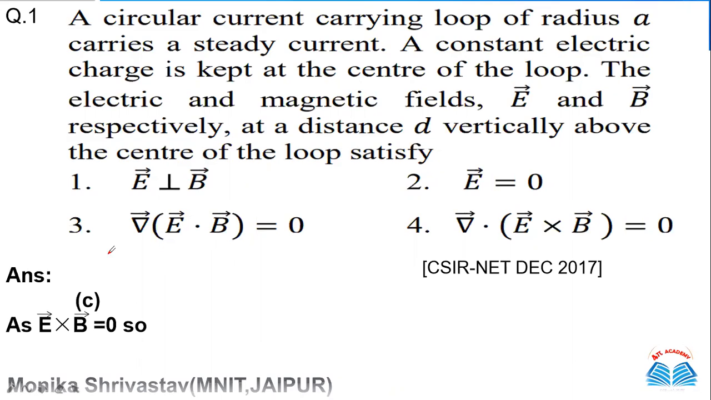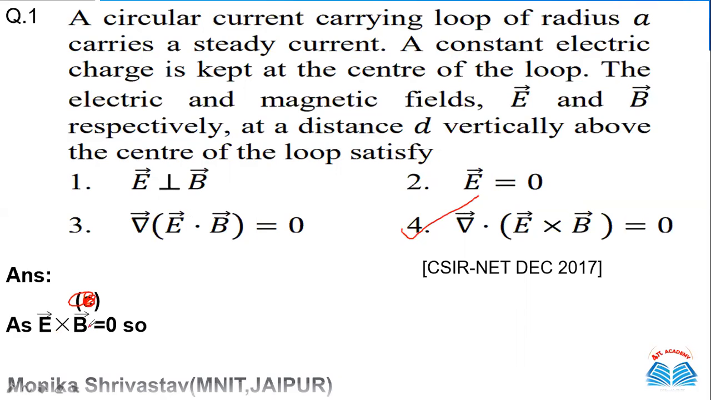No, the right answer is option 4, this D one. Option C, by mistake I have written here. This is D. Why? Because E cross B is 0.